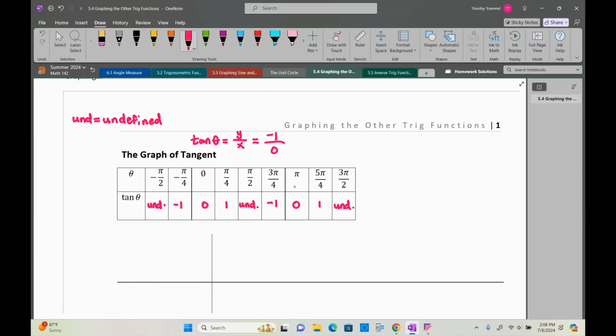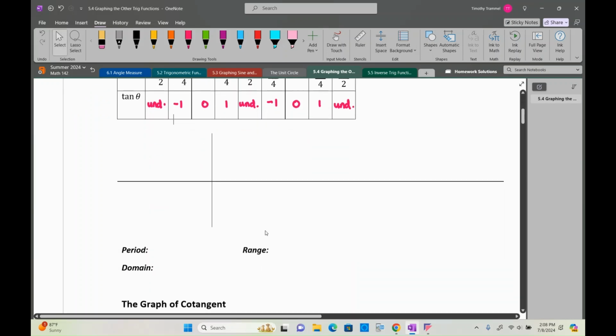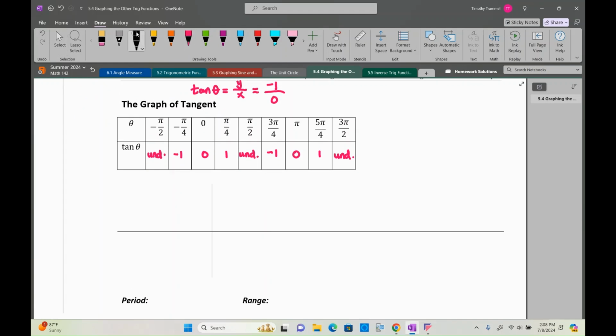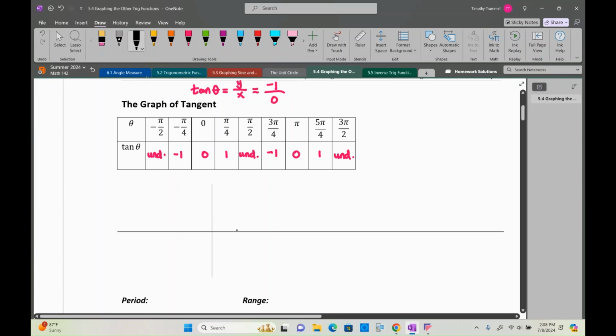Okay. So what I want us to do is start off just by labeling our axes here. So let's maybe say that this right here is going to be pi over 4. And then pi over 2. And then 3 pi over 4. And then pi. And 5 pi over 4.